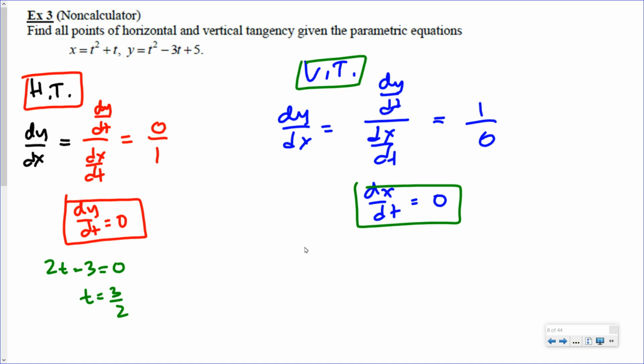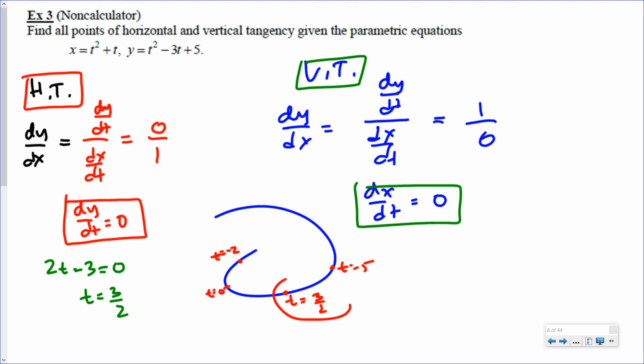You guys good with that? Remember when we talked about this yesterday? If I drew a curve, I remember we plotted it, we said, okay, t equals -2 there. t equals 0 here. t equals 3/2 here. t equals 5 here. Okay? So what I figured out is that this point right here, that's where t is 3/2. Okay? But that's actually not the point, right? They said to find the point. What format does a point look like?